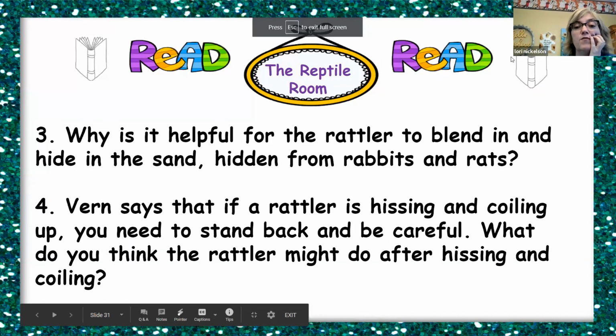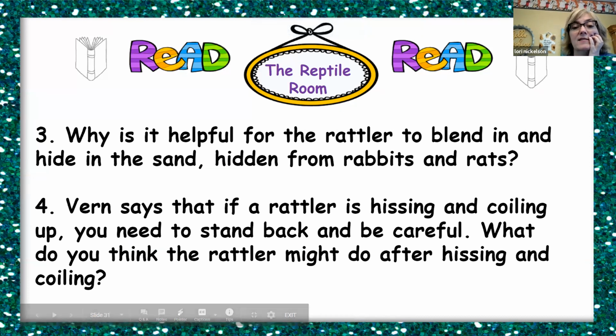Why is it helpful for the rattler to blend in and hide in the sand, hidden from rabbits and rats? Well, think about it. He's camouflaged, and if they see him, they're going to run from him. And if he's trying to eat, he wants to be hidden so he can sneak up on them and get them, right? Number 4, Vern says that if a rattler is hissing and coiling up, you need to stand back and be careful. What do you think the rattler might do after hissing and coiling? Might strike at you, right? And bite you?